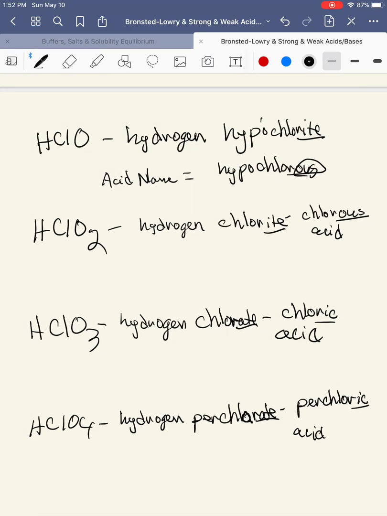Now, if you also notice, let's just look at this. This one would be HClO, if we're figuring out strong or weak, this one would be a weak acid. 2 to 1, weak acid, only a difference of 1. Here we have 3 to 1, difference of 2, so this would be a strong acid. And 4 to 1, difference of 3 more oxygens, and this would be a strong acid.